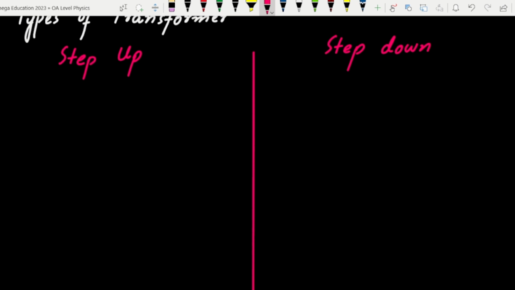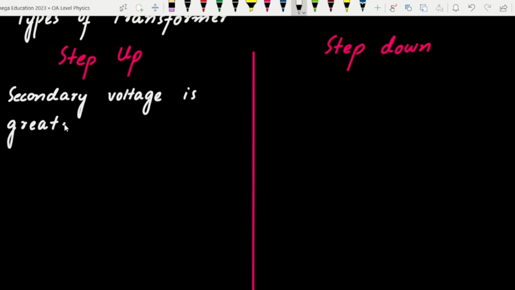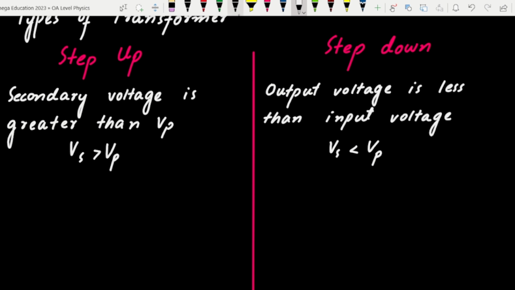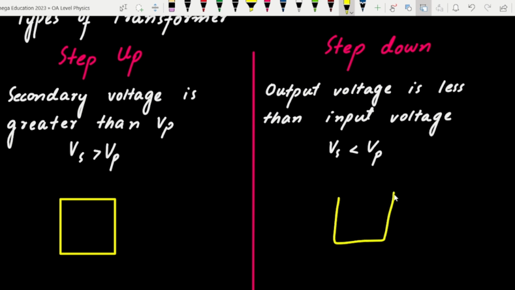So this one simply means a transformer which increases the input voltage, which transforms the input voltage to a greater value. For the step down transformer, we write the opposite thing. If I draw the diagram for these two, step up transformer and the step down transformer.